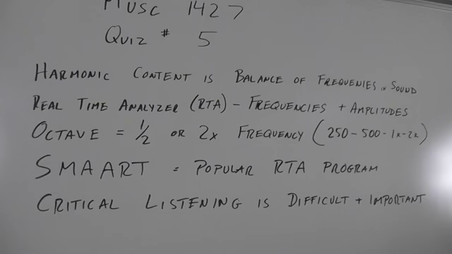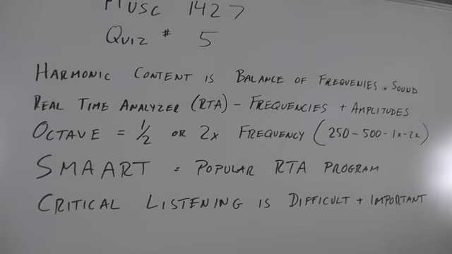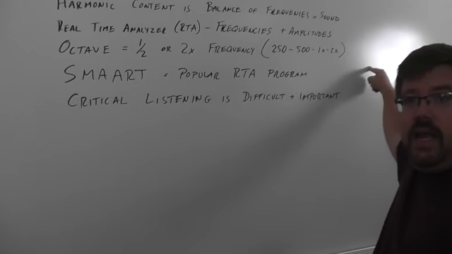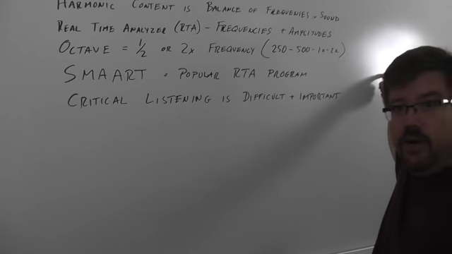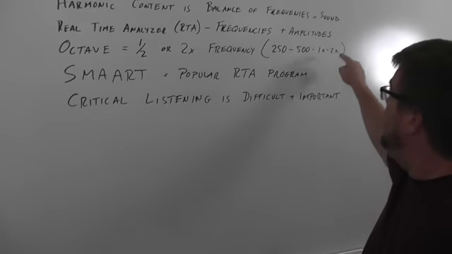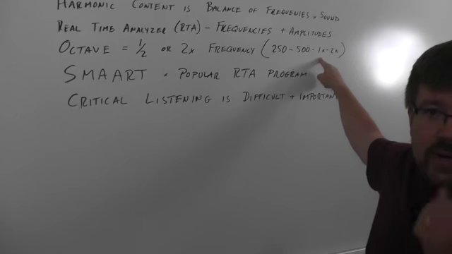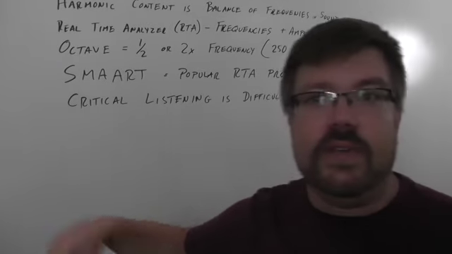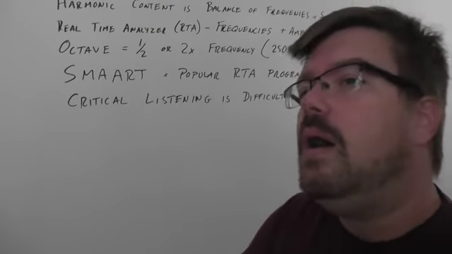250, an octave above 250 is 500. Octave above 500, 1K, 2K, 4K, 8K, 16K, right? Doubling as it goes up. Same thing going backwards though, right? Octave below 2K is 1K. 500, 250, 125, 63 and a half. Okay, but there we go.